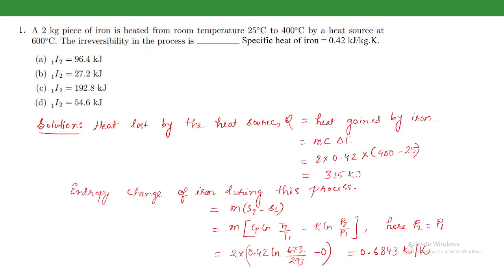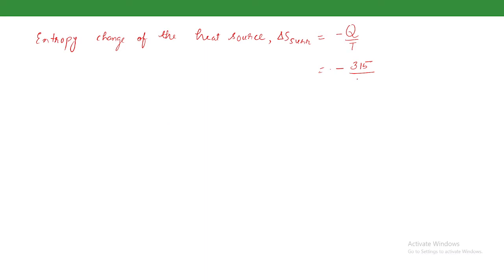And what is the temperature of the heat source? 600 degrees Celsius, that is 873 Kelvin. So this is minus 0.3608 kilojoule per Kelvin.